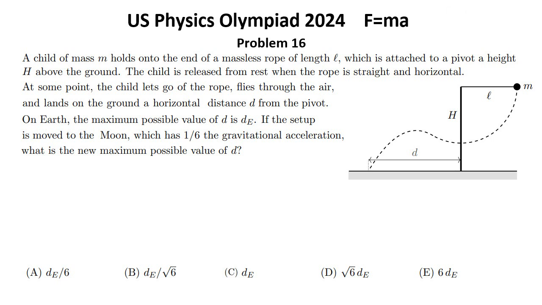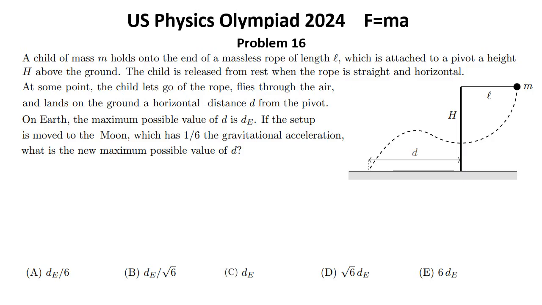Problem number 16. A child of mass m holds onto the end of a massless rope of length L, which is attached to a pivot at height h above the ground. The child is released from rest when the rope is straight and horizontal. At some point, the child lets go of the rope, flies through the air, and lands on the ground a horizontal distance d from the pivot.